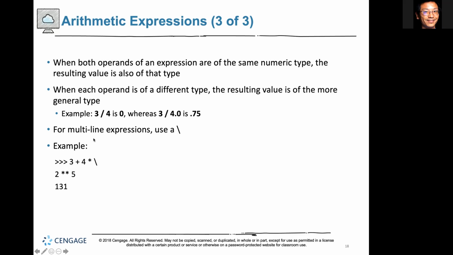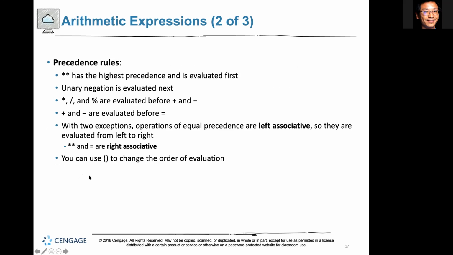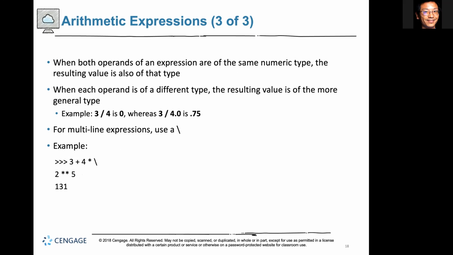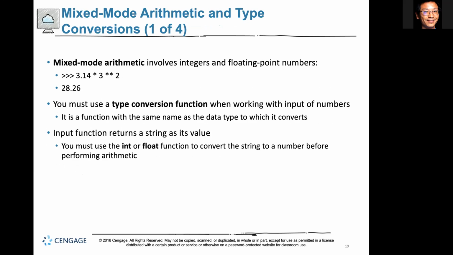Now, for multi-line expressions, you may use a backslash to separate. Let's say you have a long expression. You can break it down into multiple lines with a backslash. That's a continuation. However, there's another way to do this, which in my opinion is more preferable. You can use parentheses. You can surround the whole expression with parentheses, and then you can break it down into multiple lines. All right. So there are two ways to do it.